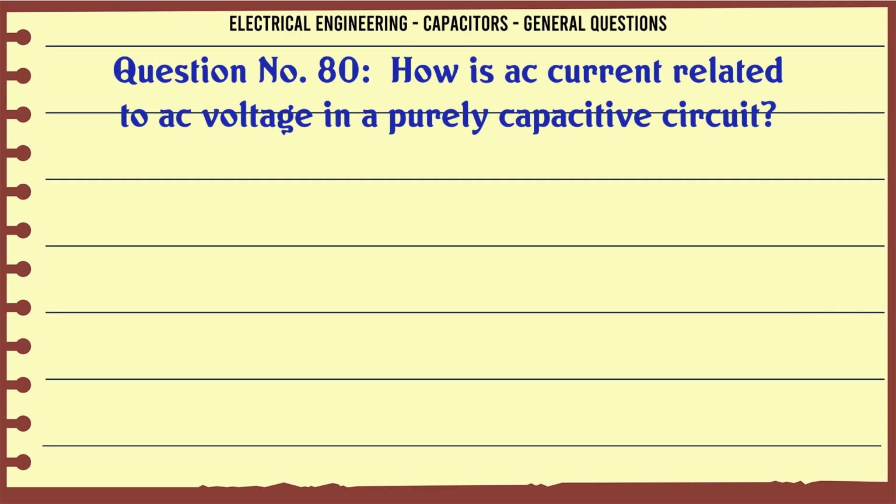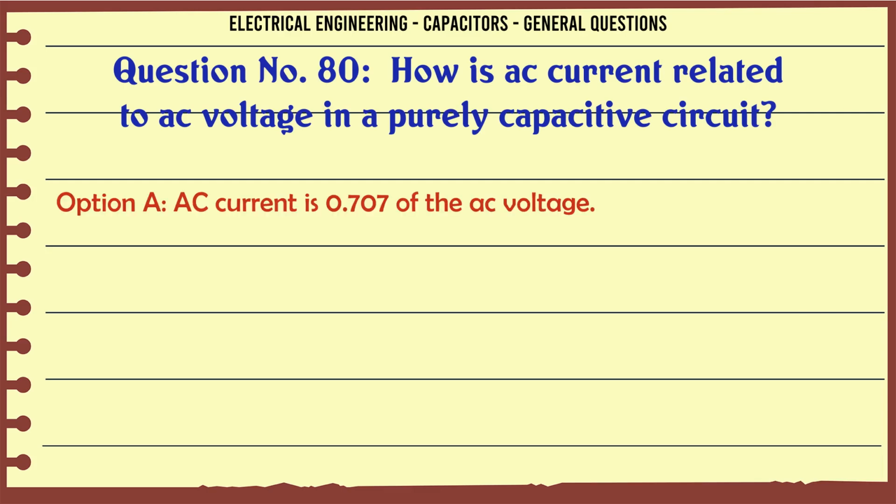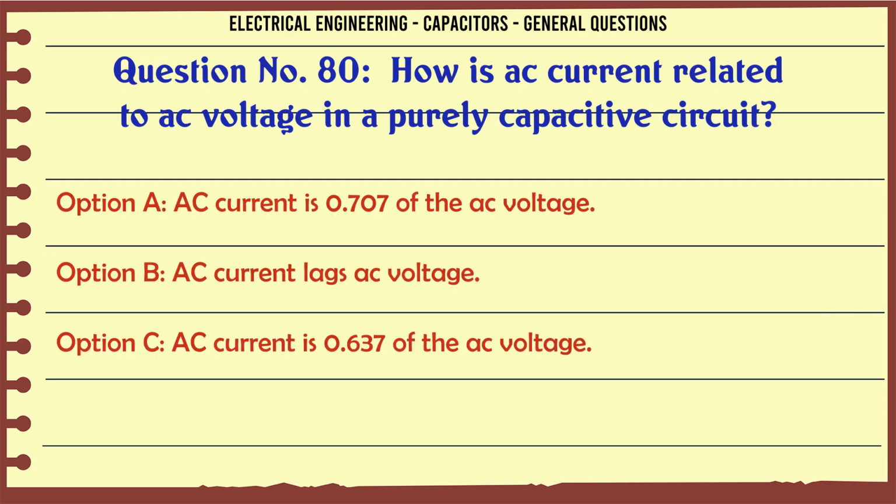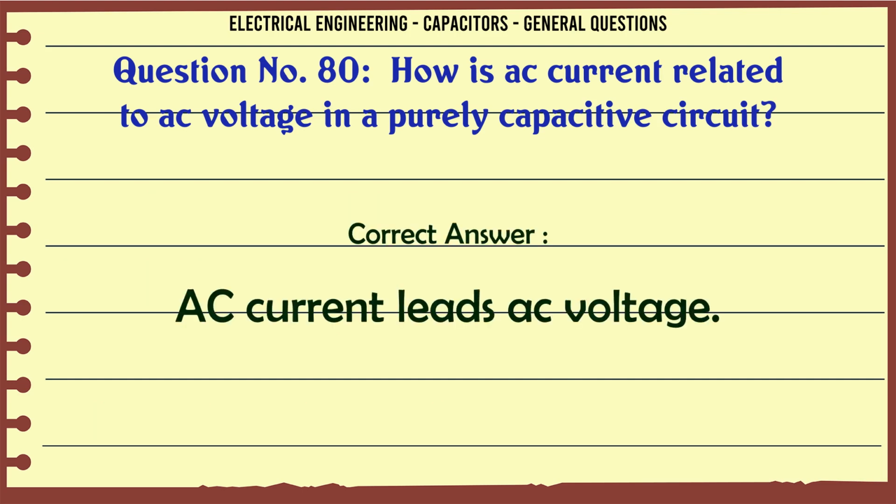How is AC current related to AC voltage in a purely capacitive circuit? A. AC current is 0.707 of the AC voltage. B. AC current lags AC voltage. C. AC current is 0.637 of the AC voltage. D. AC current leads AC voltage. The correct answer is AC current leads AC voltage.